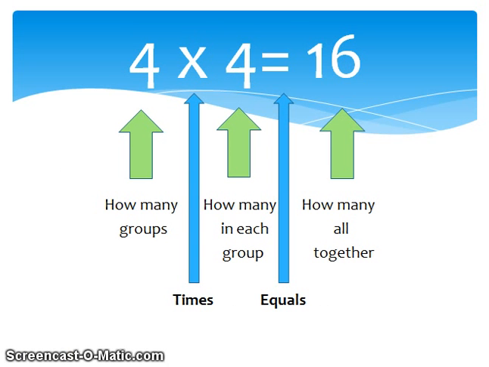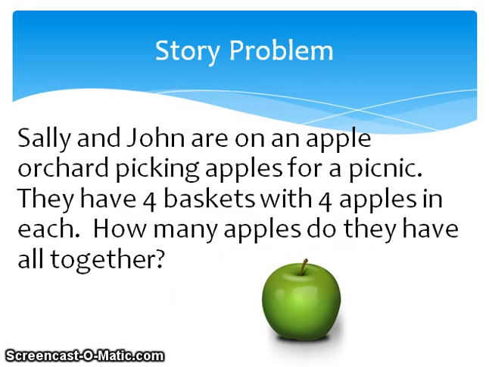A different way to look at it, for example, if using 4 times 4, the first 4 is how many groups, times the second 4, which is how many in each group, which equals 16, and 16 is how many altogether. Now here's a story problem to help you understand it better.